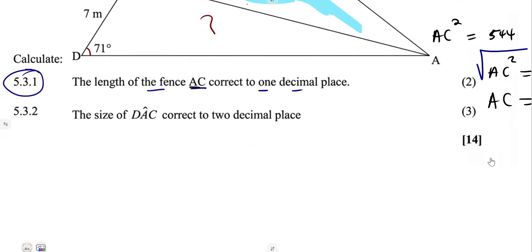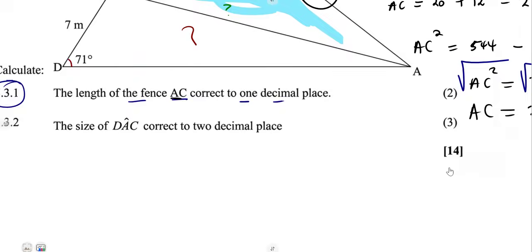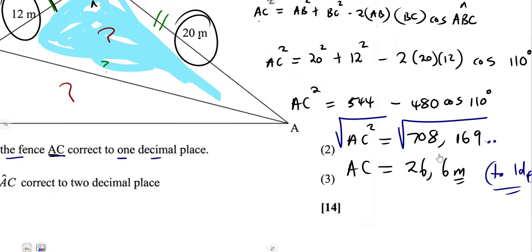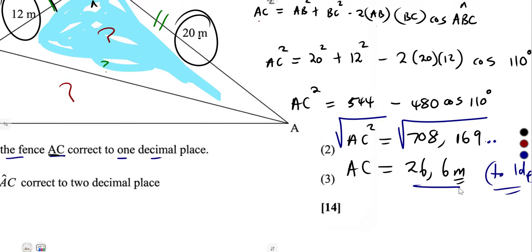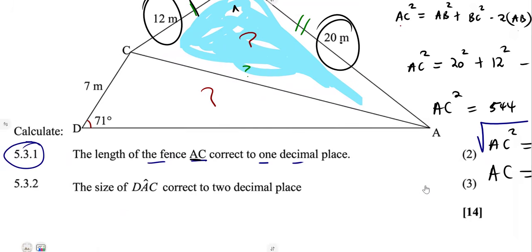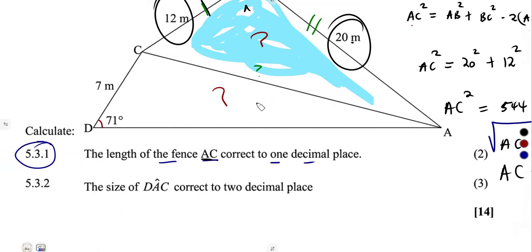The size of DAC as an angle. So it depends now. You can use the stored value. This one, you can store it: Shift, store at A. Then you use the stored value, or you can use the rounded off value. That is up to you. Using the rounded off value, we have our AC as 26.6 meters to 1 decimal place.